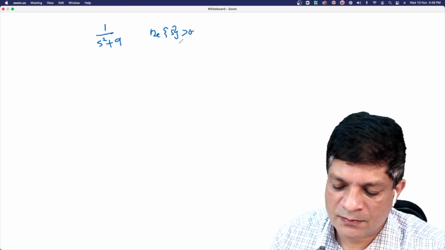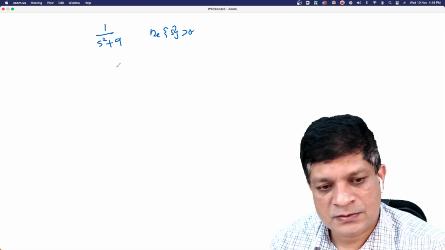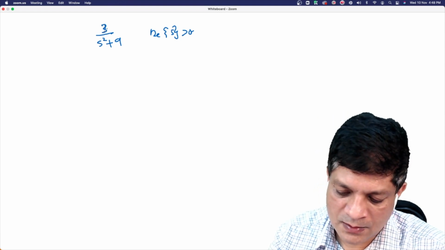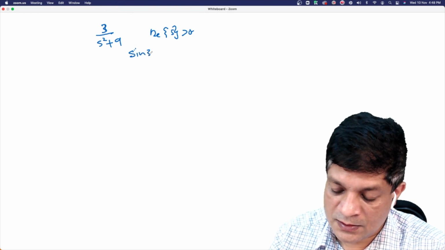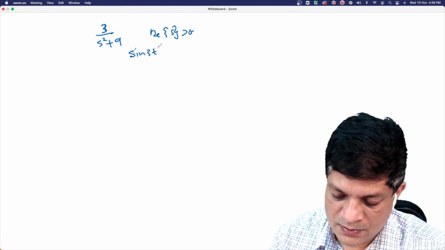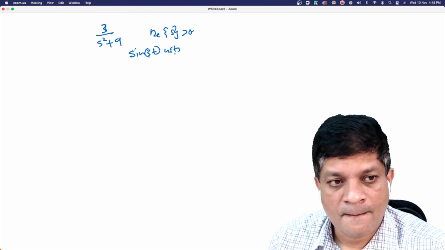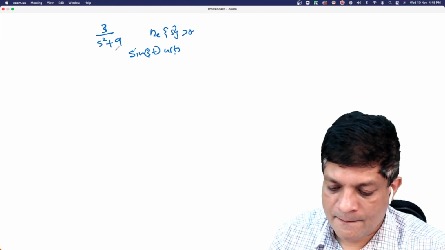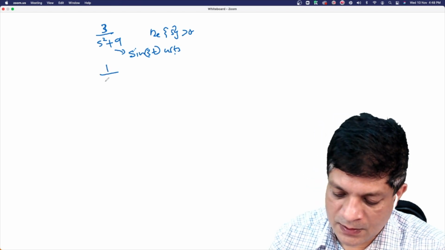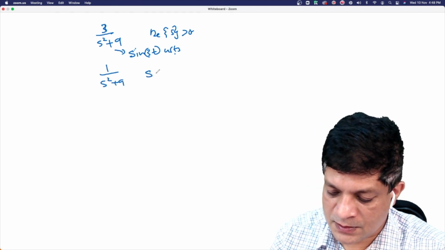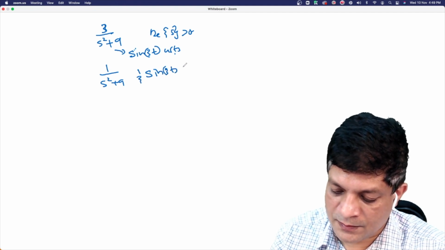What is the ROC? What is the Laplace transform? What is the signal? What is the standard result? If it is 3 by s square plus 9, then it is sine 3t, right? That is a standard result given in the formula sheet. And if it is 1 upon s square plus 9, then it is 1 by 3 sine 3t u(t).